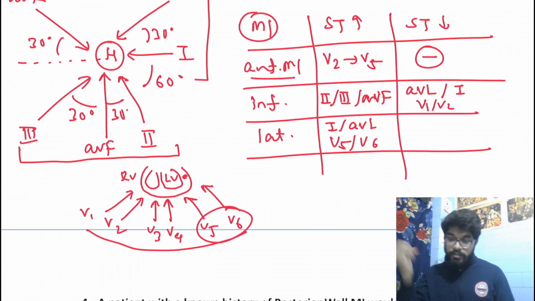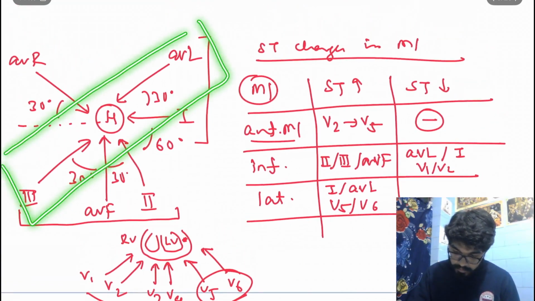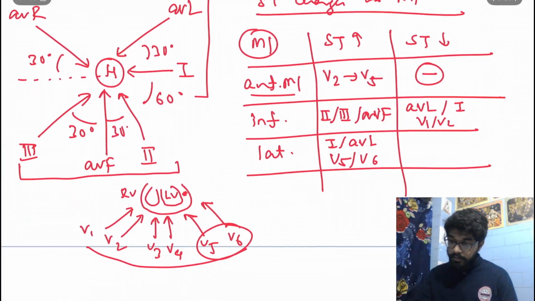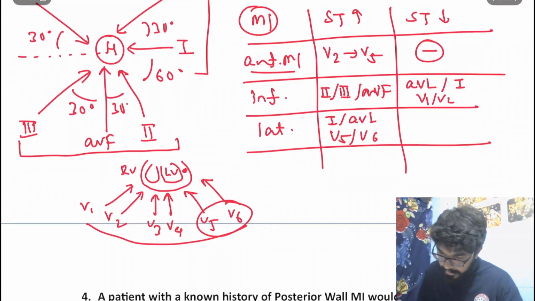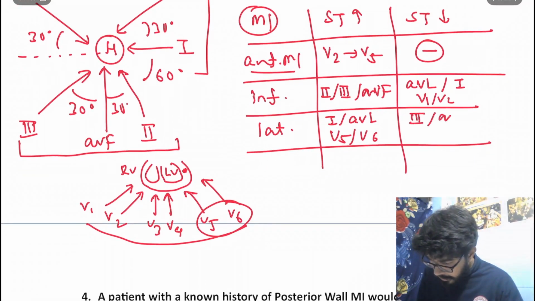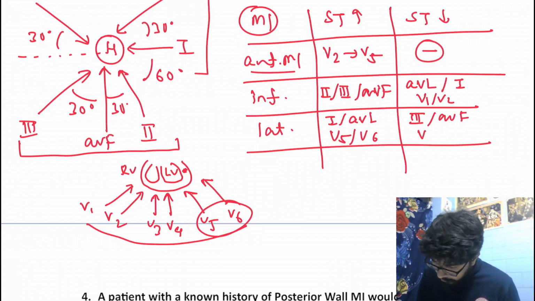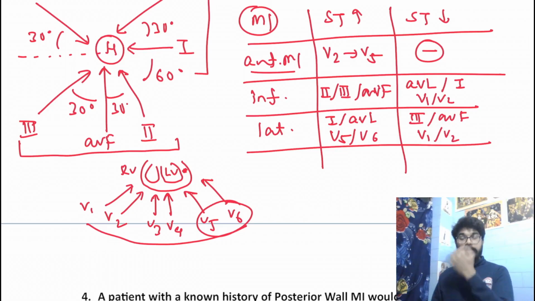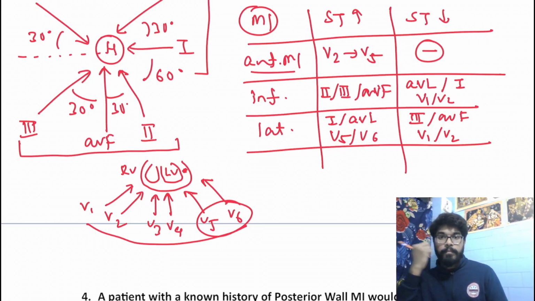Similarly, ST segment depression to the opposite side. See, you can very well appreciate, these are the opposite ones. Opposite to AVL we have lead 3. So in the lateral leads here we have lead 3 and AVF would have ST segment depression, right? And for chest leads, V1 and V2 can also show ST segment depression. Okay.